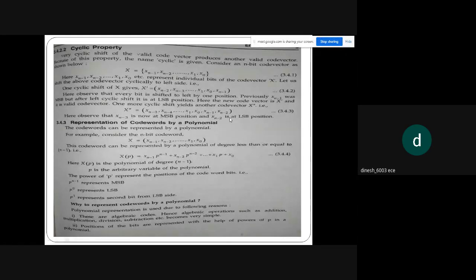If I do one more cyclic shift, what will happen is that x_{n-3} will become your MSB and x_{n-2} will become your LSB. It goes on, and this can be represented as X double dash. If I do one more cyclic shift, then x_{n-4} will be the MSB of X triple dash and x_{n-3} will be the LSB of that. So this is what the cyclic property is. We'll prove all these things also, don't worry.